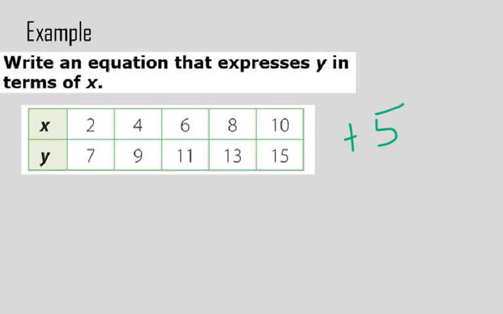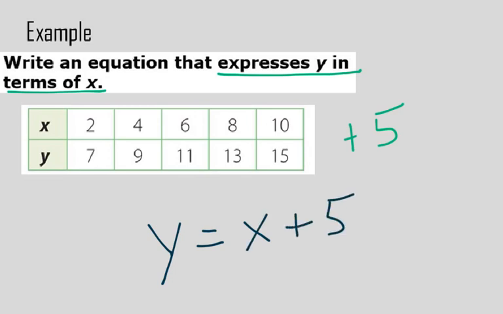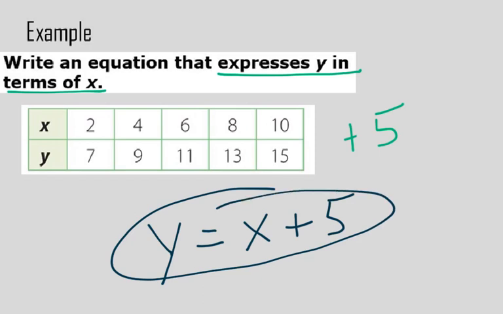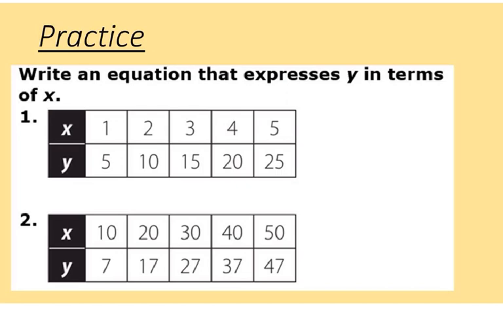So if we're adding 5 each time, and we want to express y in terms of x, then y is going to be equal to x plus 5. This would be the equation that we would generate from this table. And again, this is the additive relationship. Okay, here's a couple practice problems. If you want to go ahead and pause the video and see if you can determine the equation that comes from these tables.